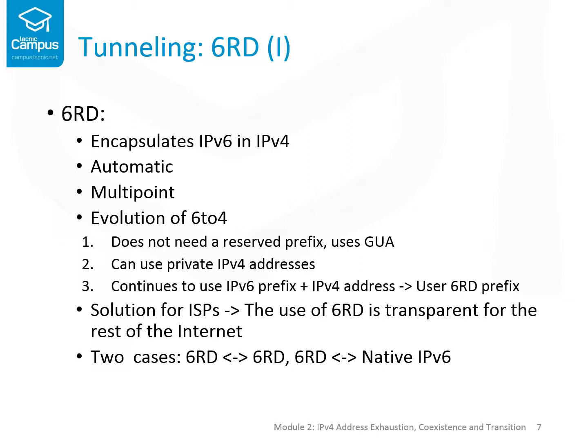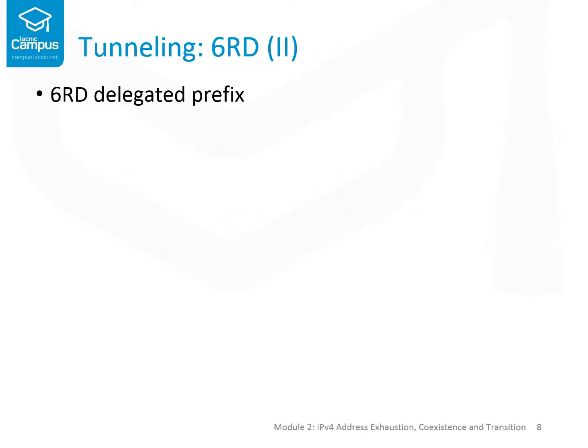Just as is the case of 6-to-4, two forms of communication are possible: between one 6RD node and another, or between a 6RD node and a native IPv6 node. All major equipment manufacturers support this mechanism. In practice, many ISPs have already deployed it.